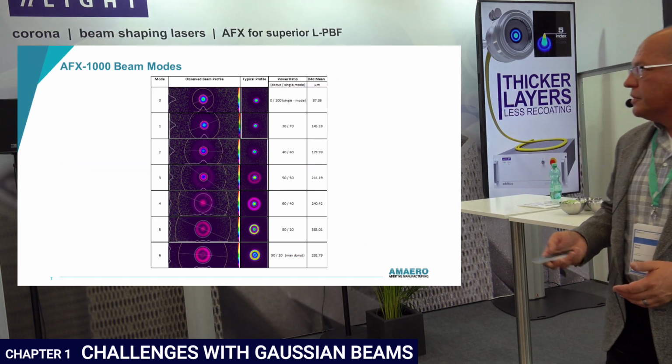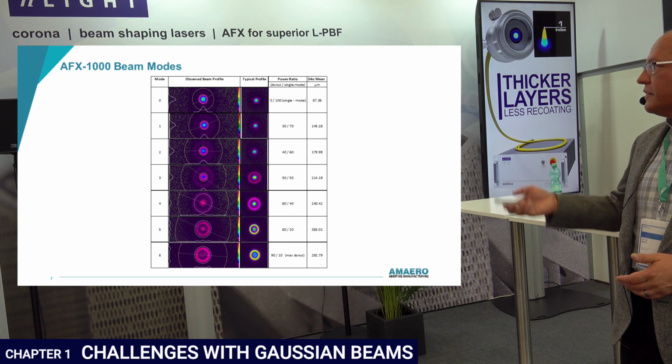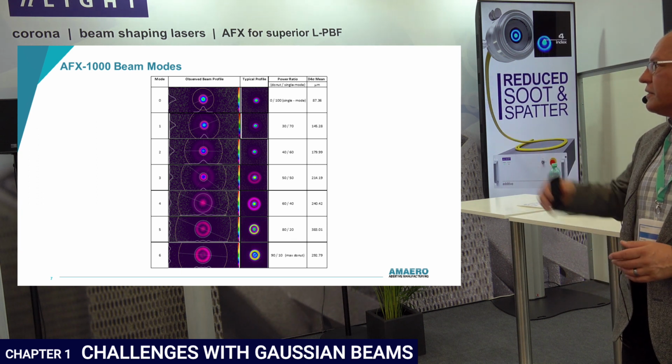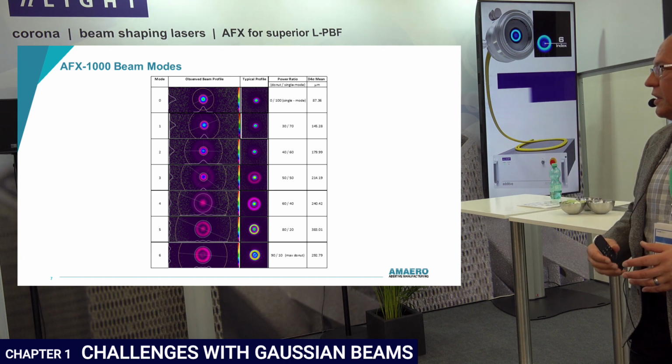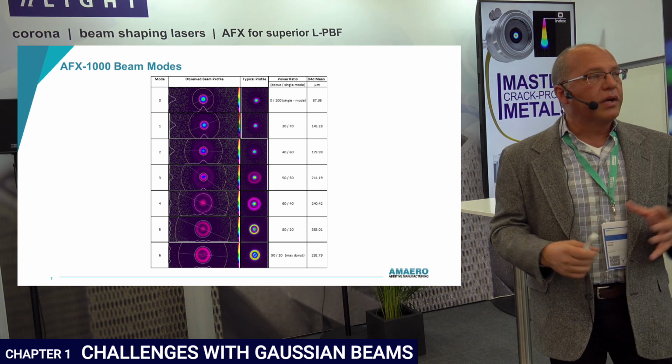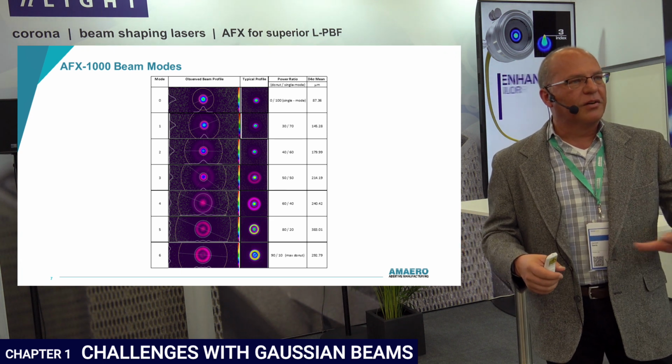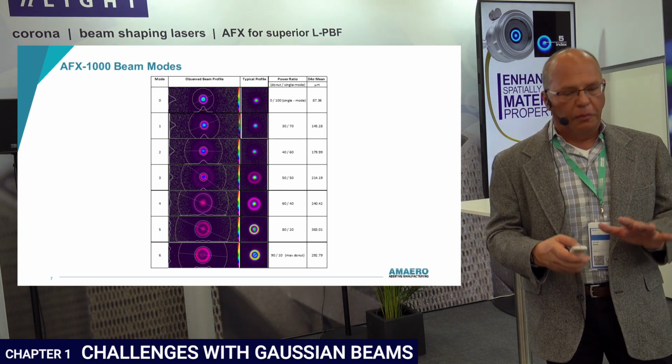This is what happens when you put the beam profiler under it. We get in mode 0 a more traditional Gaussian spot, and as we go through modes 1 through 6, we get this really interesting ring that's hotter on the outside and a nice cool spot in the middle. And that's going to really help us avoid that whole keyhole process.